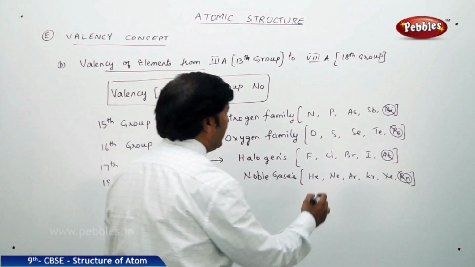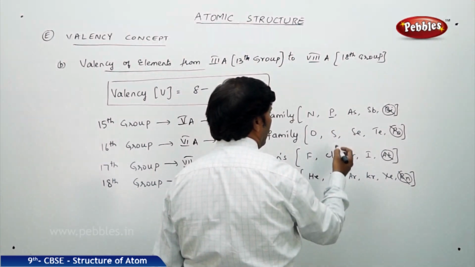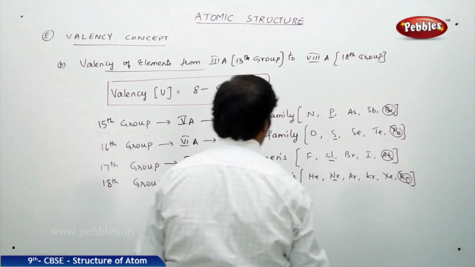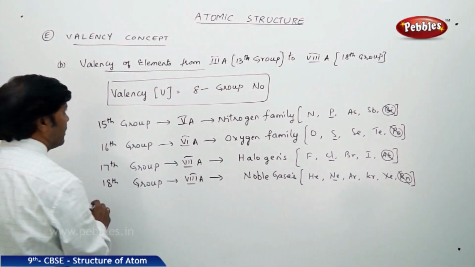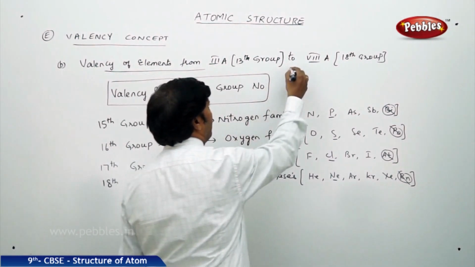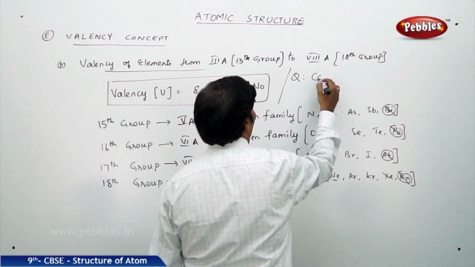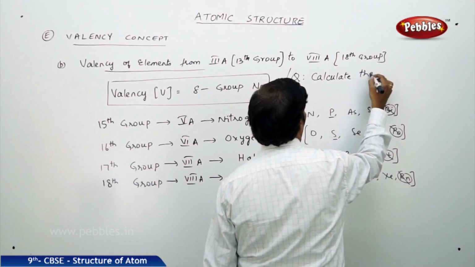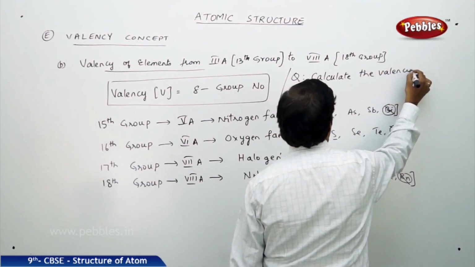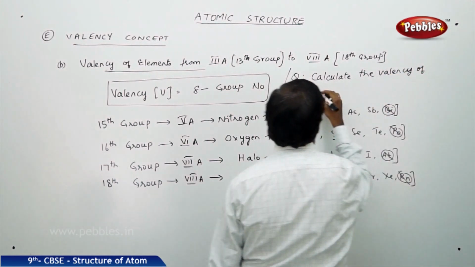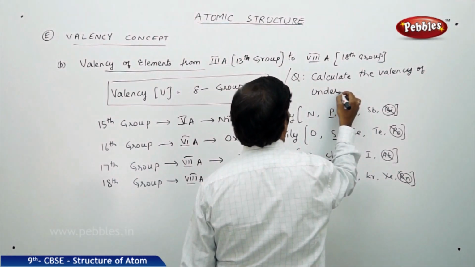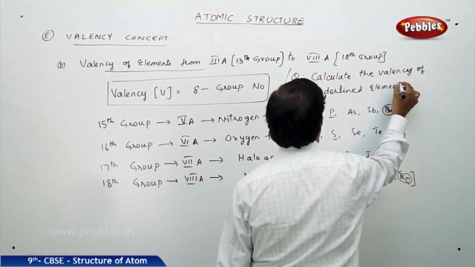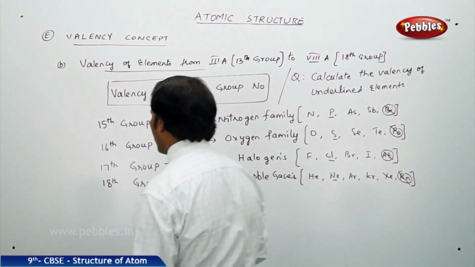But suppose I am underlining phosphorus, sulfur, chlorine, and neon. The question goes like this: calculate the valency of the underlined elements.